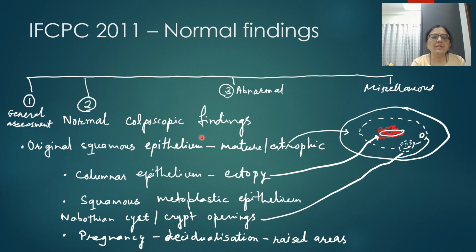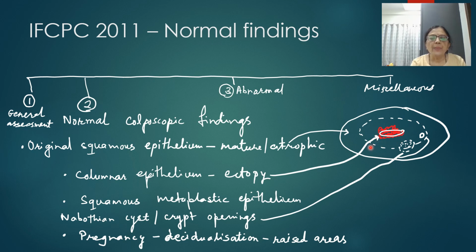Now, certain findings in the colposcopy are labeled as normal findings, such as we look at the ectocervix and comment whether the original squamous epithelium is mature or atrophic. In elderly women, postmenopausally, it might be atrophic. Then columnar epithelium, either is ectopy. Ectopy is where the columnar epithelium is advancing and surrounding around the external os.